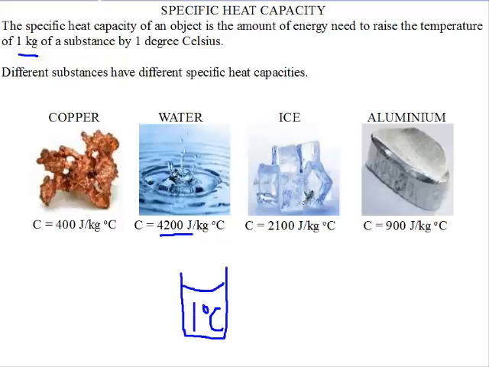If we want to raise the temperature of 1 kilogram of ice by 1 degree Celsius, we will need to apply 2,100 joules. And for 1 kilogram of aluminium, if you want to increase the temperature by 1 degree Celsius, we will need to apply 900 joules of energy. So here you see that different materials have different specific heat capacities. So anytime you have 1 kilogram of water, you will need 4,200 joules of energy to raise the temperature by 1 degree Celsius.